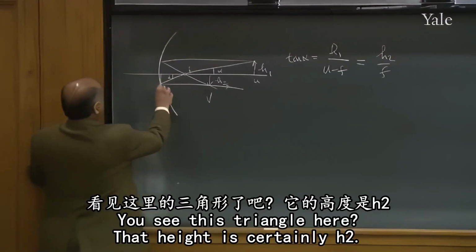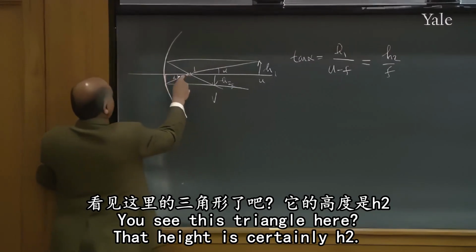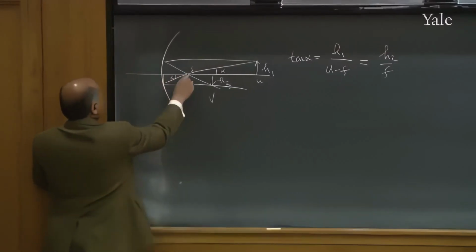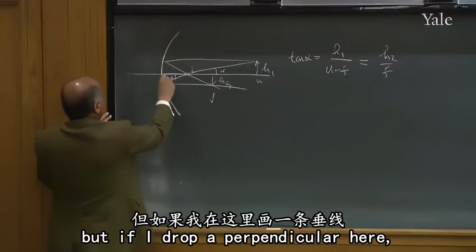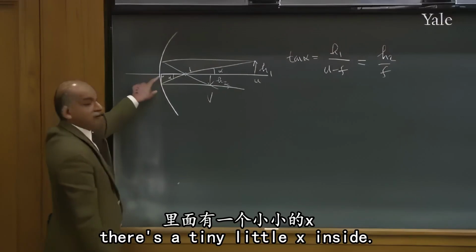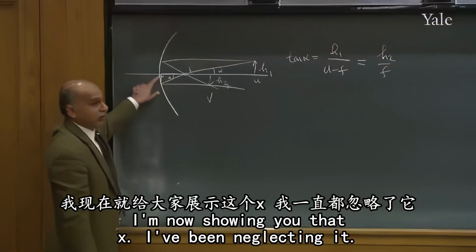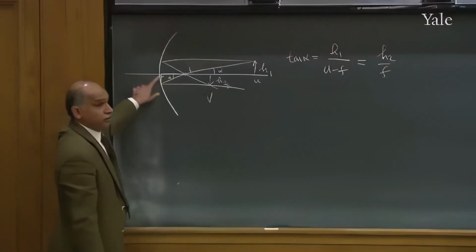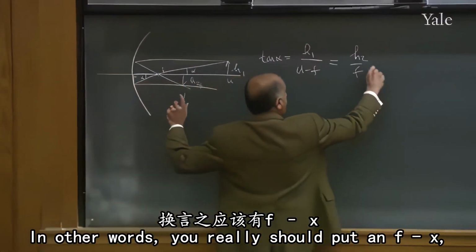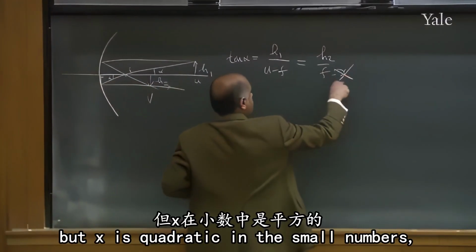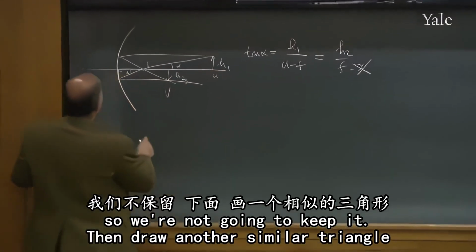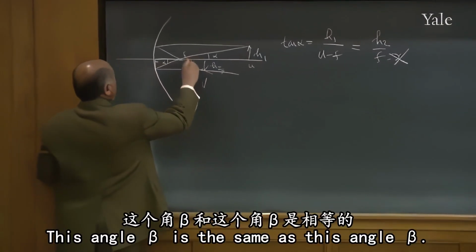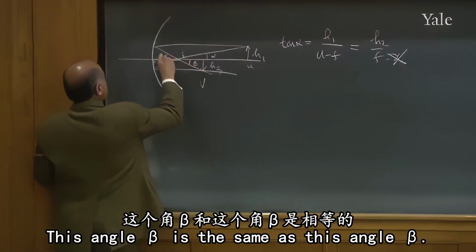You see this triangle here? That height is certainly h2. That length is not quite f. F goes all the way to the mirror, but if I drop a perpendicular here, there's a tiny little x inside. I'm not showing you that x. I'm neglecting it. In other words, you really should put an f minus x, but x is quadratic in the small numbers, so we're not going to keep it. Then draw another similar triangle. This angle beta is the same as this angle beta.